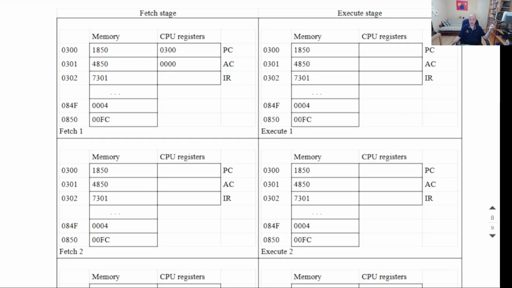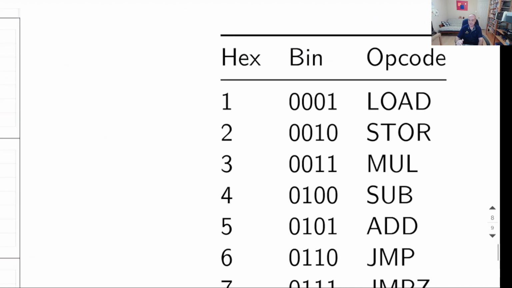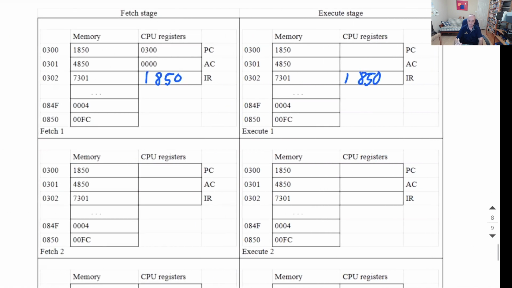Okay, so one more problem. Here we'll start at program counter 300 for our fetch. So we end up with a 1850 in the instruction register. If we decode the 1, it is a load instruction. So I'm going to perform a load here. We'll get whatever's at address 850 and put that in the accumulator. Okay, so now we've got 00FC in the accumulator, and the program counter gets auto incremented to 301.